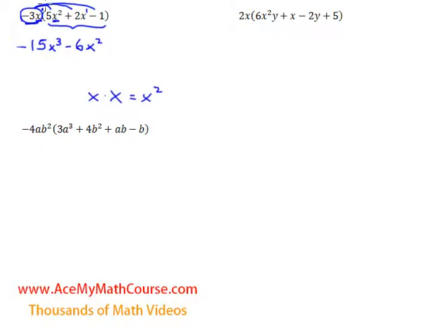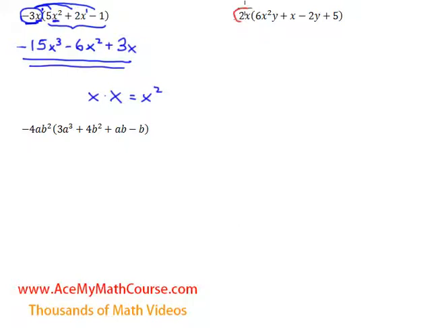Then, what's next? We multiply the negative 3x by the negative 1. Negative, negative, they make a positive. Negative 3x times negative 1 is just 3x. That's it. Next example.